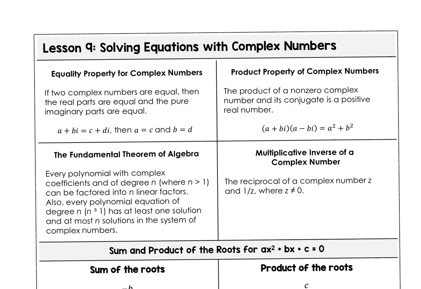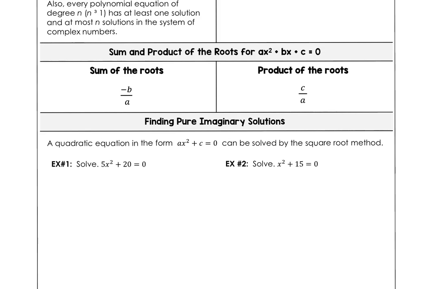The fundamental theorem of algebra basically discusses how we can factor any polynomial into linear factors, and that every polynomial will have at least one solution and at most n solutions, whatever the power is on that polynomial. And then the last property is the reciprocal of any complex number is 1 over that complex number. Now the property of the sum and product of roots, we'll see these properties in an example, how we can use these rules to write polynomials based on this knowledge.